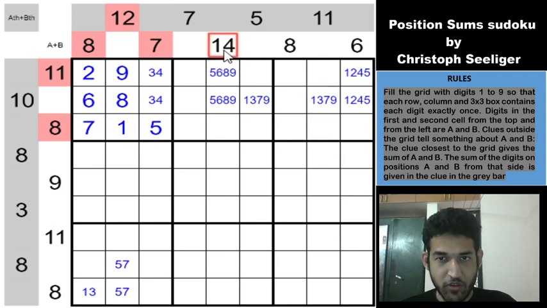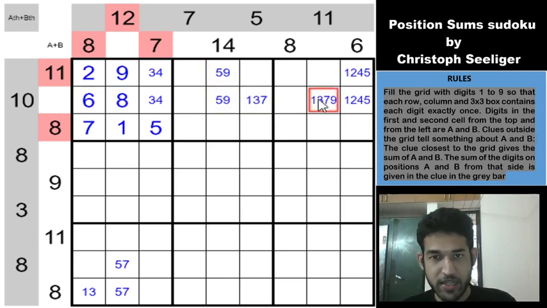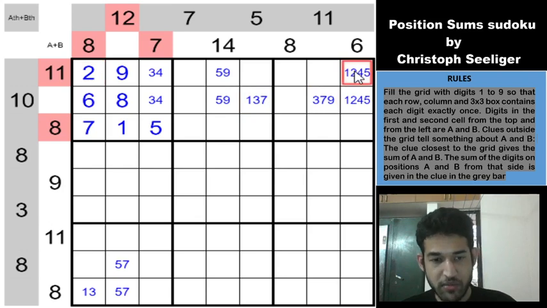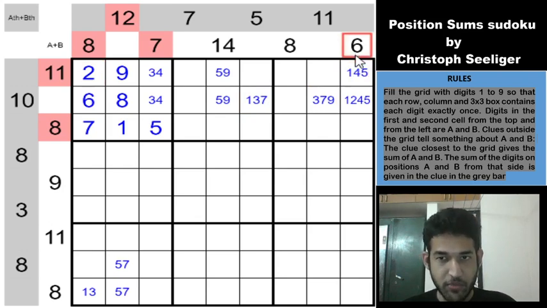Okay, the 14 is either 5 plus 9 or 6 plus 8, right? But 6 plus 8 is ruled out, so it has to be 5 plus 9, which means this is not a 9, and correspondingly this can't be a 1. Okay, there is a 2 here, so 2 is eliminated from the 6 as a possibility, so correspondingly 4 would be eliminated from here.